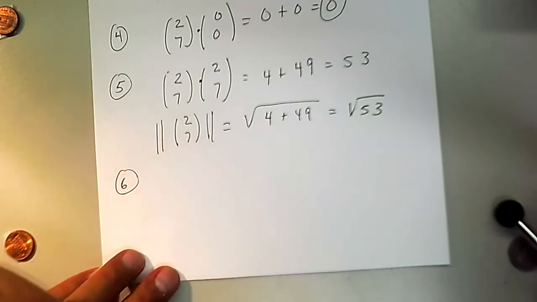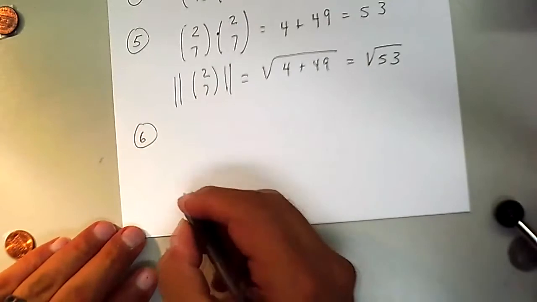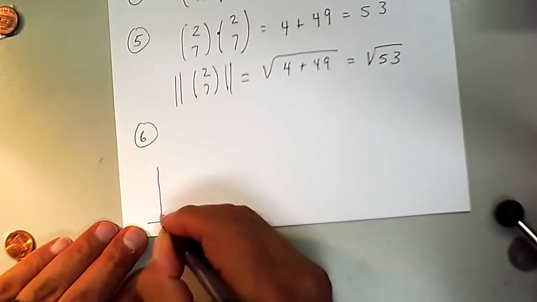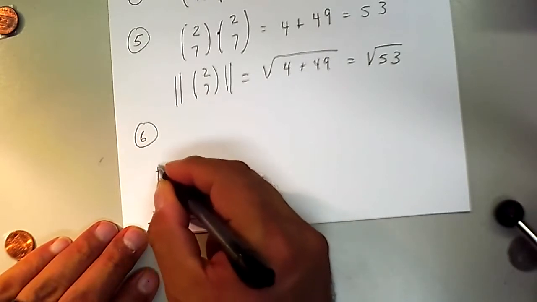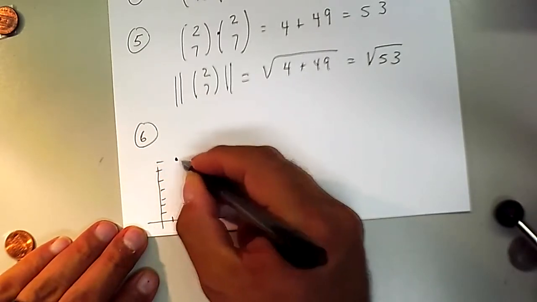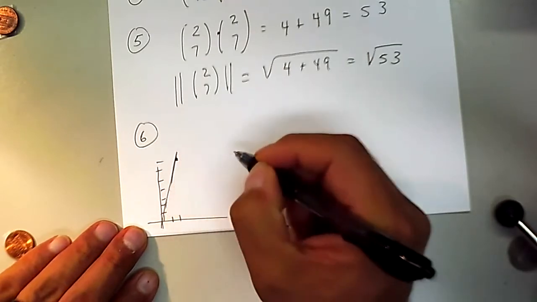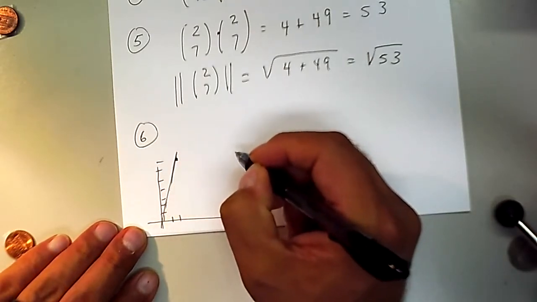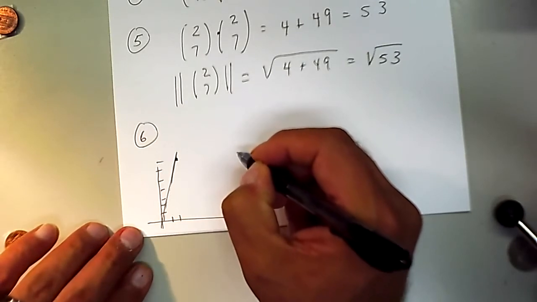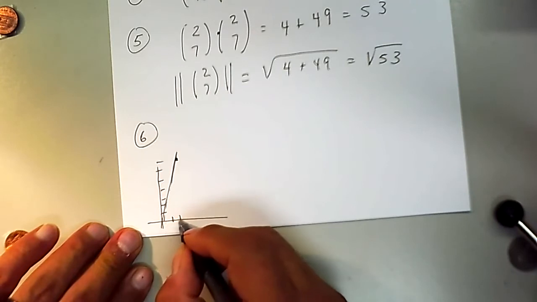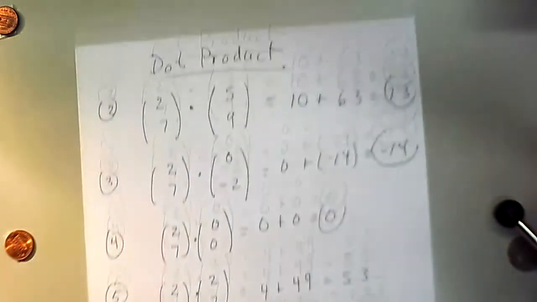Example 6. Okay, so let me draw a picture first. So 1, 2, 1, 2, 3, 4, 5, 6, 7. So 2, 7 is about there. And one question we can ask is, man, I didn't give myself enough room. Let's do it on a new page.